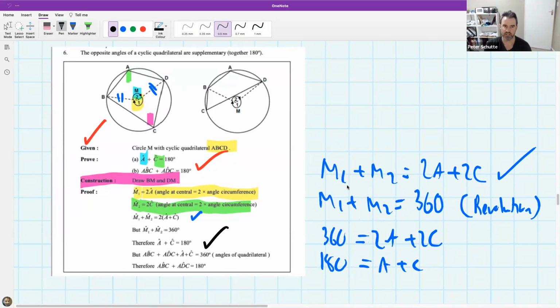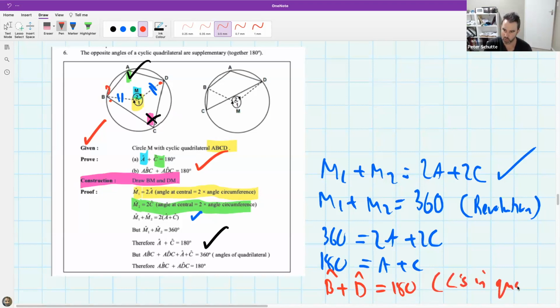So what have you done so far? If you were memorizing this, you were going to say, I basically describe each of the angles in the cyclic quad on opposite sides in terms of being double the size. And then I use the angle in a revolution. But now we've proved that this one and this one add up to 180, but we still need to worry about that one and that one. So how do we do that? Well, we know that in any quadrilateral, it adds up to 360. So B plus D must equal 180 because of angles in a quad.